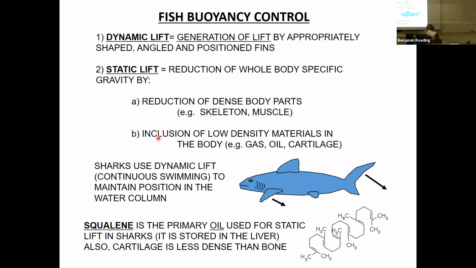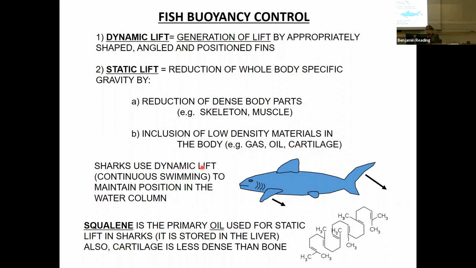Also, let's include some low density materials. What's less dense than water? Gas. Okay, we can use gas. Oil. All right, we can use oil. And then in the case of chondrichthyes, cartilage. Cartilage is a lot less dense than bone. So let's go ahead and replace our bony skeleton with cartilage.